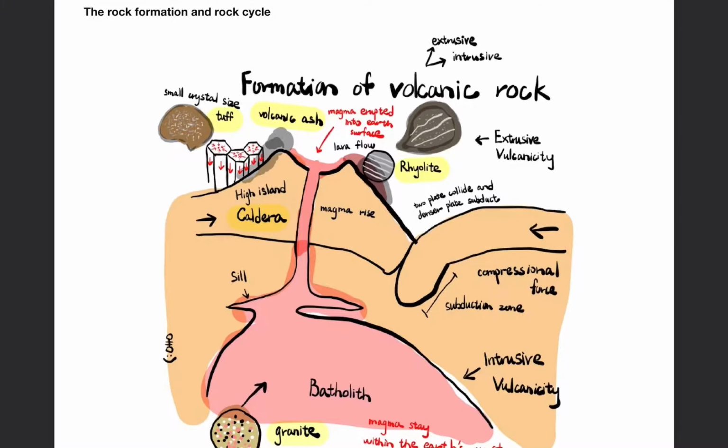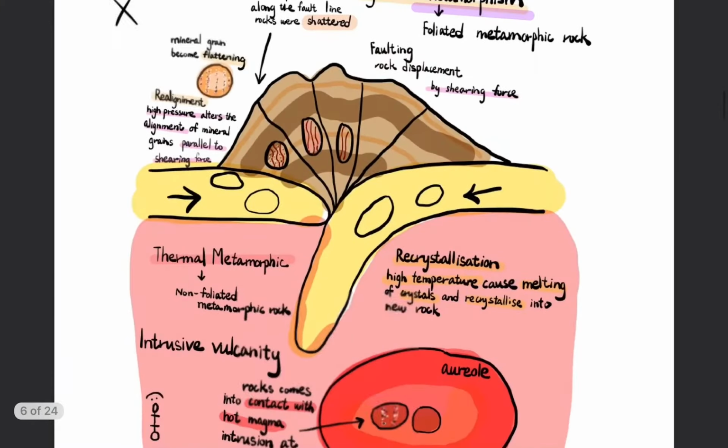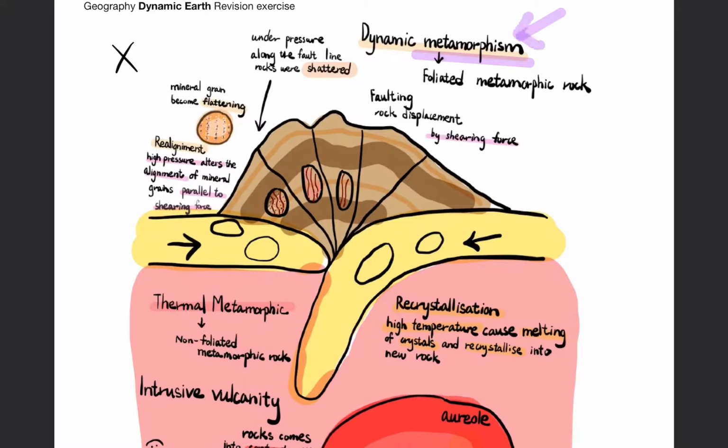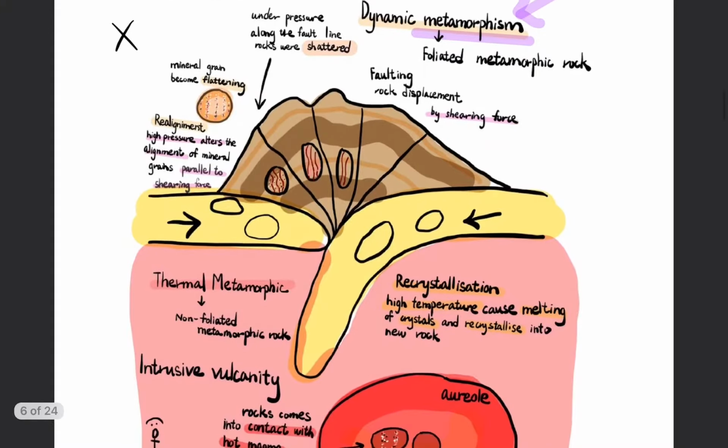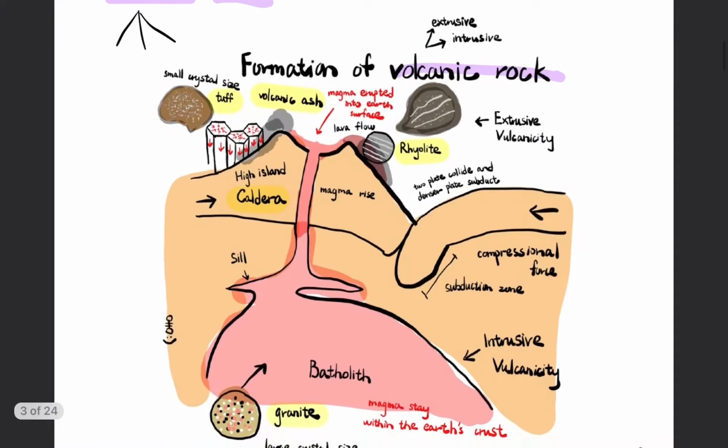Particularly, in this chapter, I will go through the rock formation and the rock cycle. For the rock formation, we have three types of rock: the volcanic rock, the sedimentary rock, and the metamorphic rock. You can say metamorphic rock has two types. I will go through the volcanic rock first.